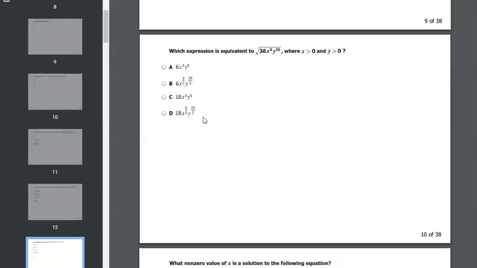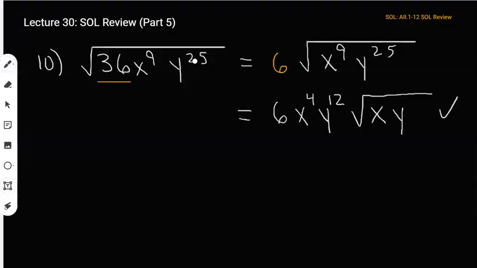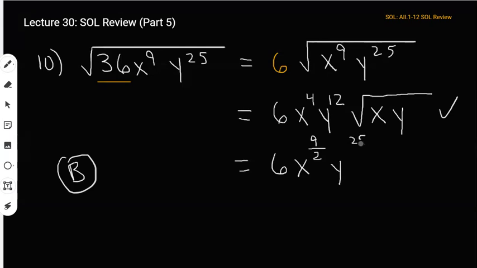So this is going to be which answer choice best matches up. That's going to have to be B. Now B, it actually writes it a little bit differently. It actually kind of writes it like this: x to the 9/2 power and y to the 25/2 power. Yeah. So these two answers are actually the same thing. It's just that they're written a little bit differently.